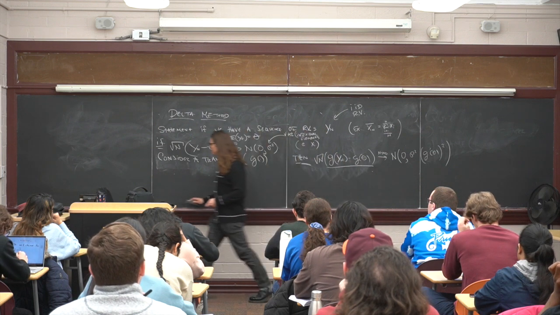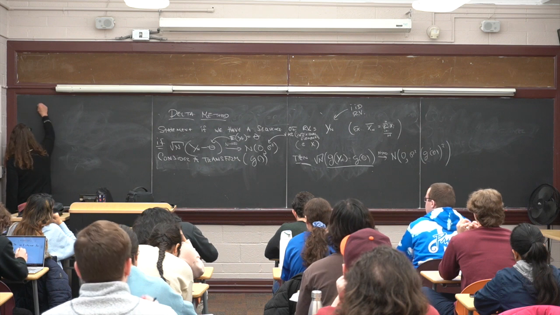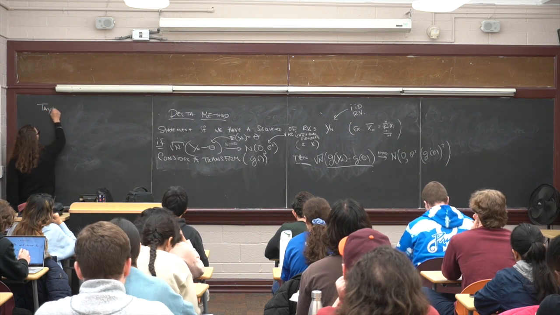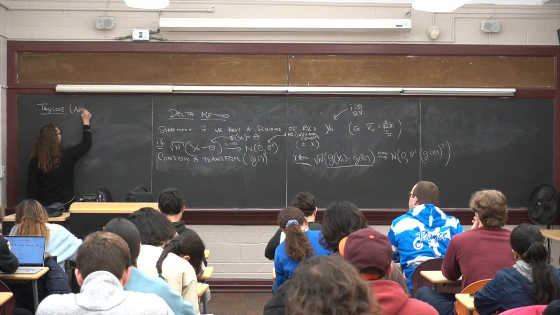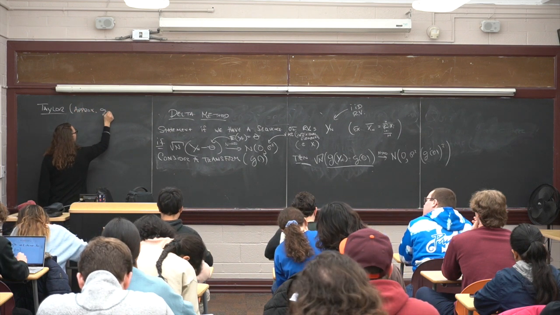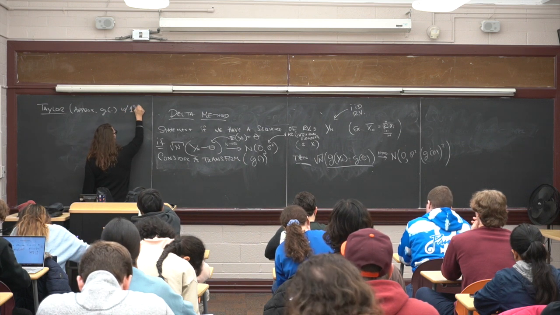Okay, let's see if we can work through a proof. So we're going to approximate using our first order Taylor. We'll approximate G with a first order expansion.